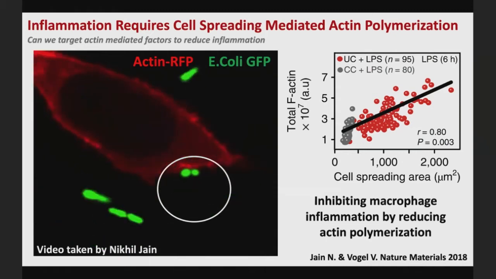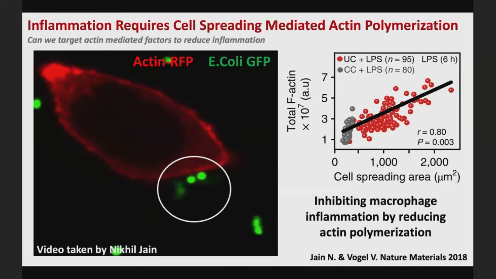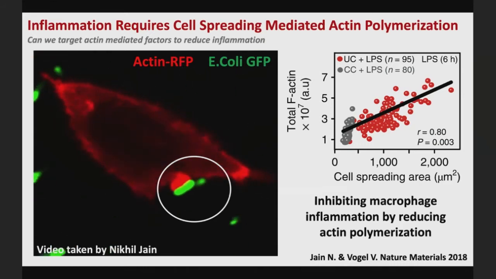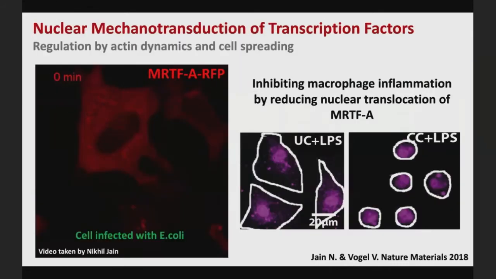And this actin polymerization is not only necessary for eating up the bacteria, it is also important for downstream signaling. Now this transcription factor called MRTFA was first found by Treisman at the Crick Institute. And it's an actin-dependent transcription factor. And surprisingly, what we found is that once the macrophages get activated and start the process of actin polymerization, this transcription factor, MRTFA, translocates to the nucleus.